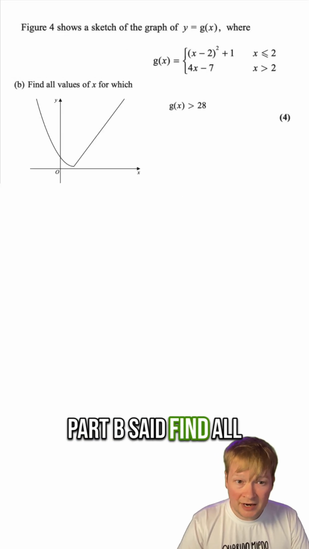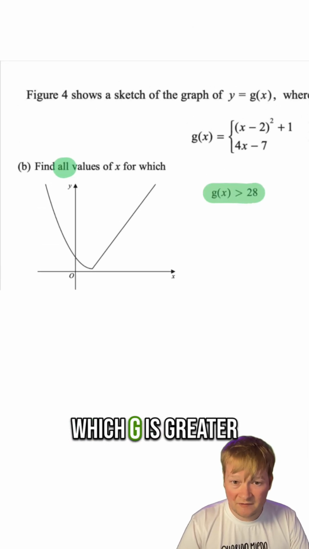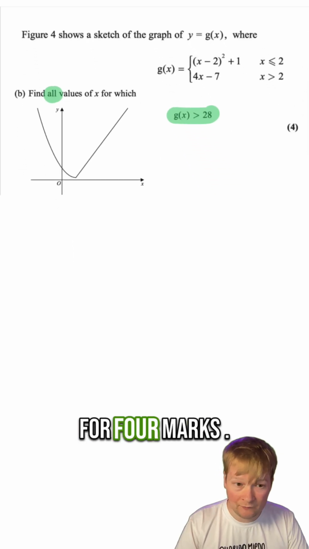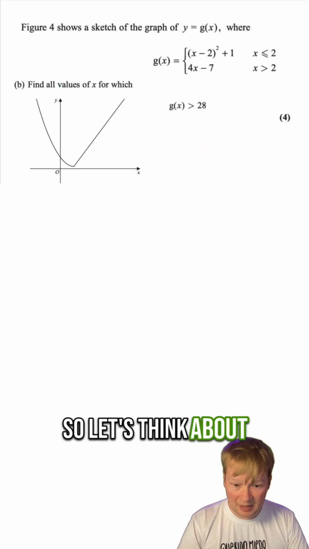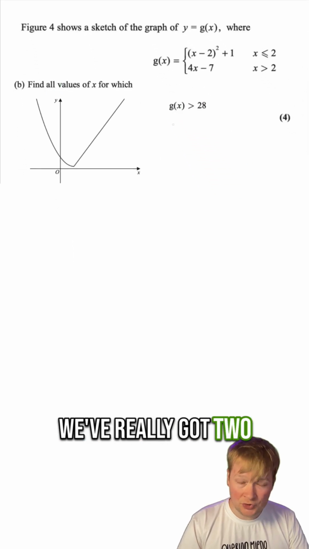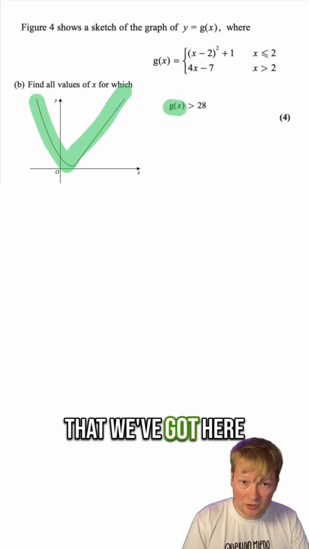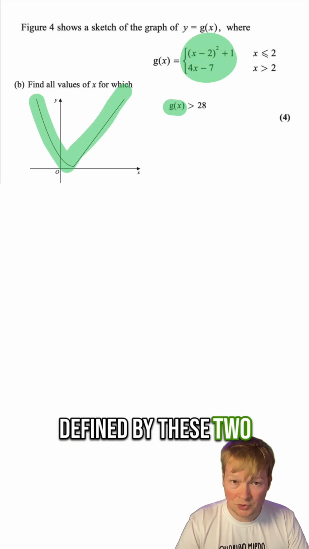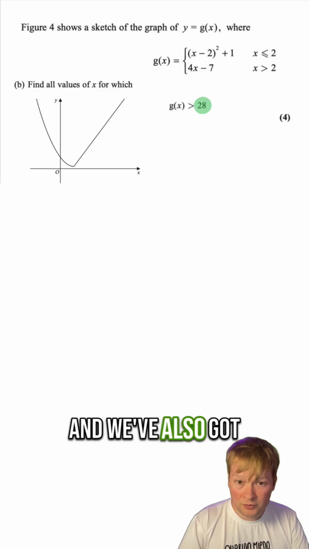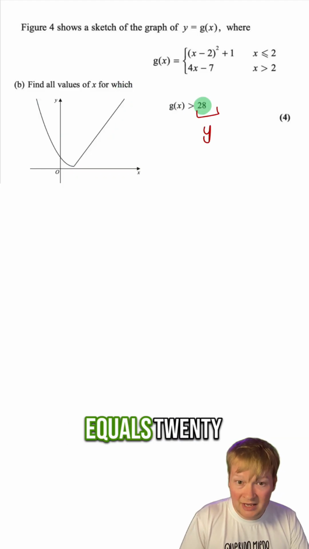Part B said, find all the values of x for which g of x is greater than 28 for 4 marks. So let's think about this. We've really got two graphs hiding here. We've got the graph on the left here. That's the curve that we've got here defined by these two parts. And we've also got 28, y equals 28.